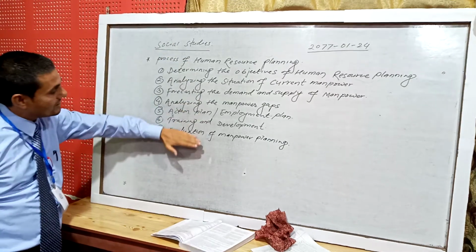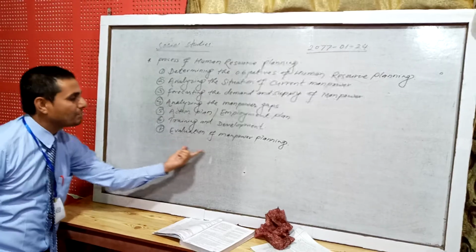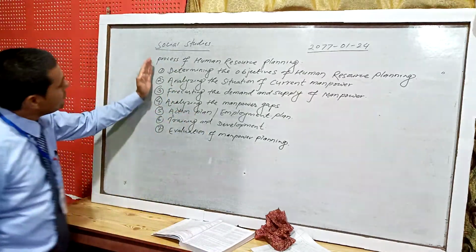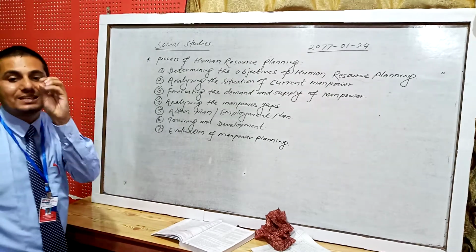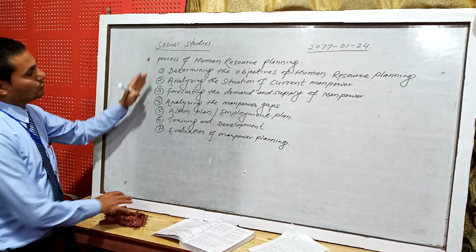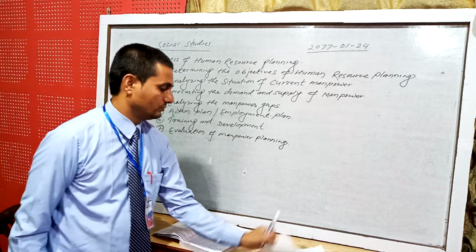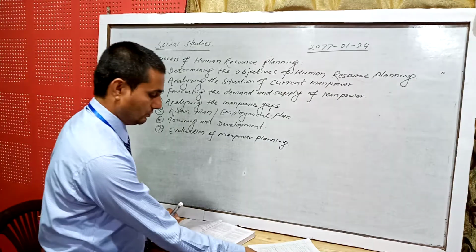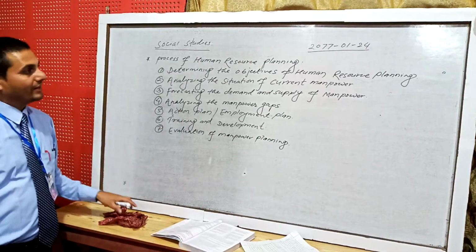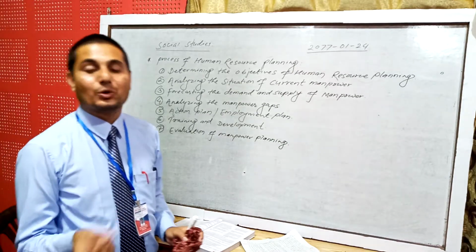So we need to write in process. Suppose if you write first determining the objective of human resource planning, and then in the second point you write evaluation of manpower planning, it won't be right, it would be a mistake. So we need to write in a stepwise process. This is called the stepwise process of human resource planning. I think you have copied it, note it down. Okay, dear students, now I think you are clear on it. Now get ready for the next question and answer.